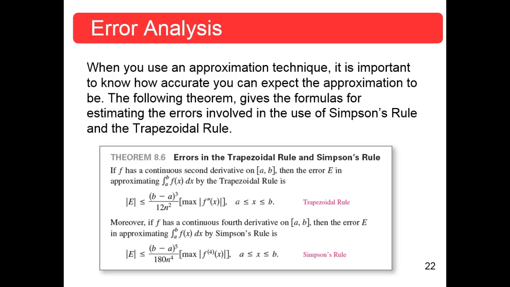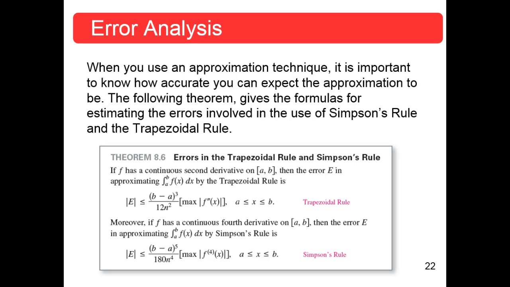When you use the approximation technique, it is important to know how accurate you can expect the approximation to be. The following theorem gives the formulas for estimating the errors involved in the use of Simpson's rule and trapezoid rule, and as you should expect, the error for Simpson's rule is going to be a lot less than the trapezoid rule. We saw that. Let's see what it turns out to be.